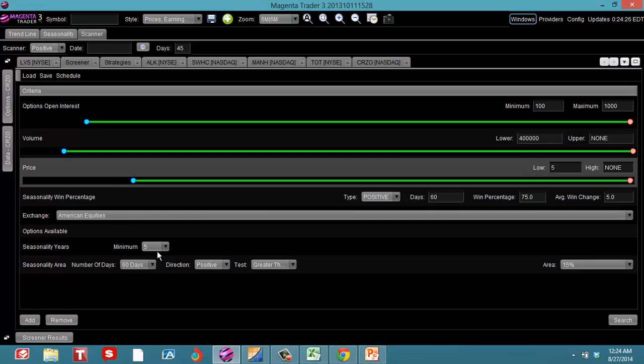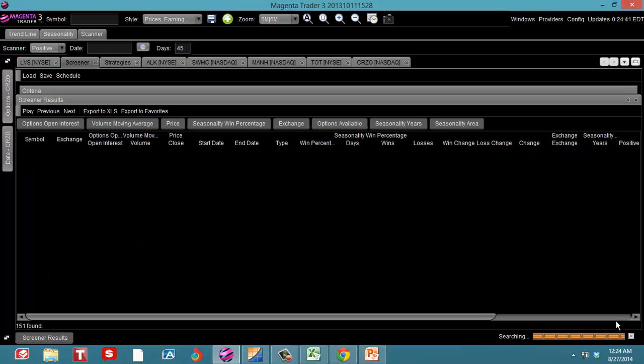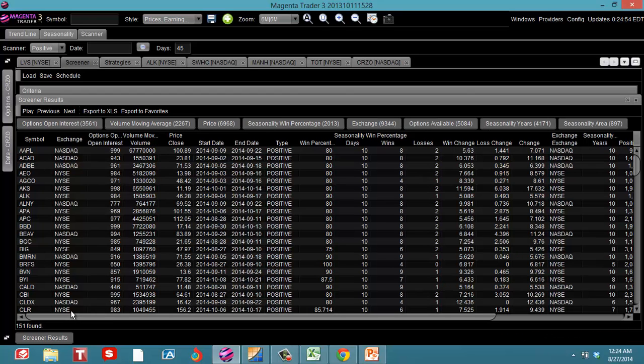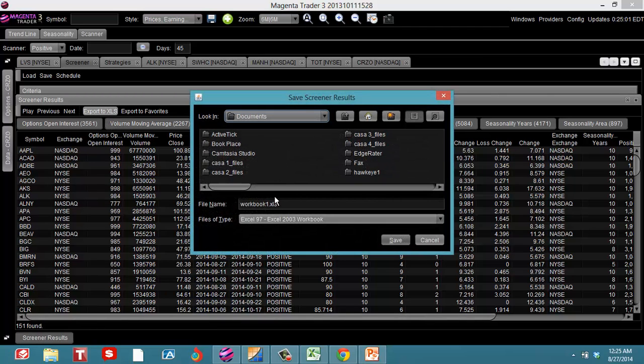Seasonality years, I want over 5 years. And in the next 60 days, I want it to tend to grow more than 15%. Now what I do is I go search, okay, and it's going to generate a list. Let's see how many it pulls in. So it's searching, 151 it pulled in. Now I'm going to export it to Excel and I'll name it.